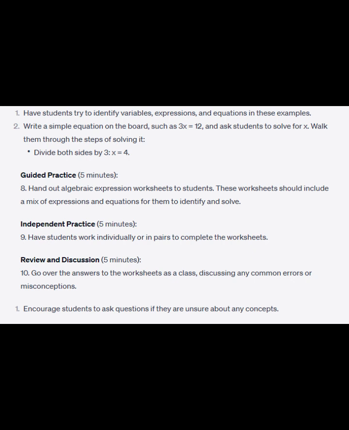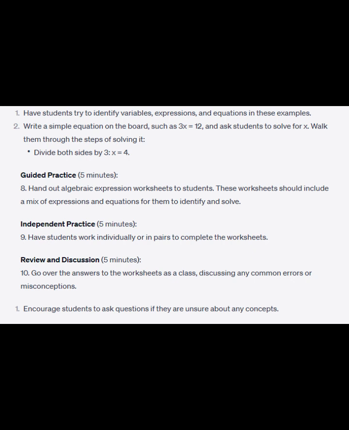Guided practice: 5 minutes. 8. Hand out algebraic expression worksheets to students. These worksheets should include a mix of expressions and equations for them to identify and solve. Independent practice: 5 minutes. 9. Have students work individually or in pairs to complete the worksheets.